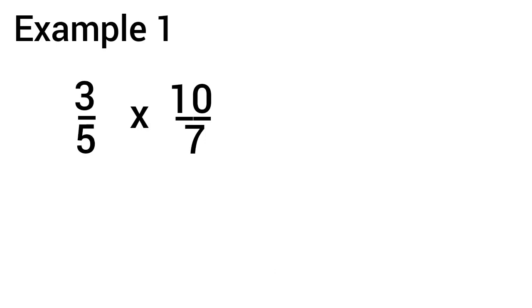Example 1. 3 over 5 times 10 over 7. When we look at these fractions, we can see that 10 and 5 have a common factor. 5 can go into 5, it can also go into 10. So we will go ahead and cancel. So 5 into itself is 1, into 10 is 2. Looking up and down, we do not have any other common factor. So we simply multiply out.